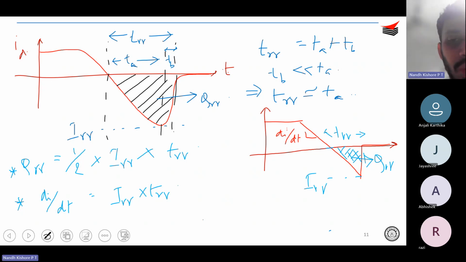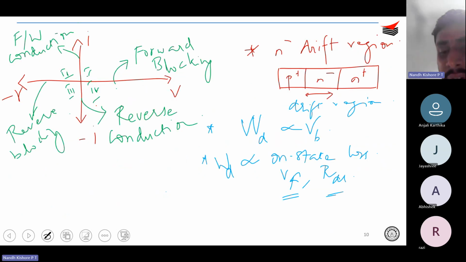And one more thing is that we were saying the width of the drift region increases the on-state loss. Also, the width of the drift region increases the reverse recovery loss or the TRR. So the reverse recovery time will also be higher if your width of the drift region is more. So you just cannot use very high voltage rated diodes for all applications because your reverse recovery will also increase significantly.